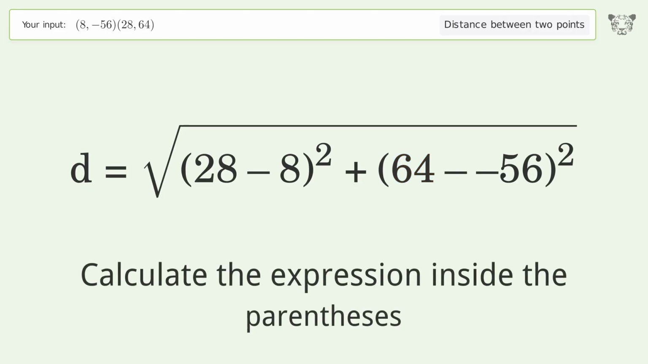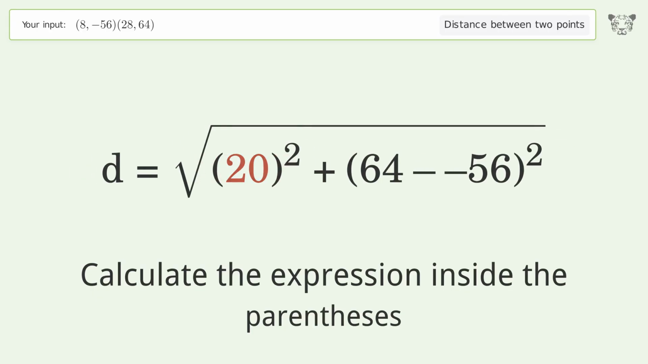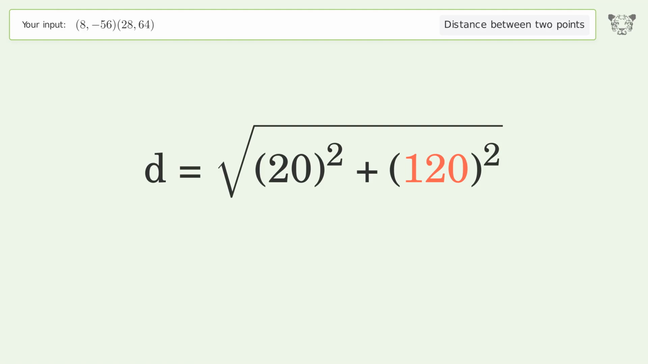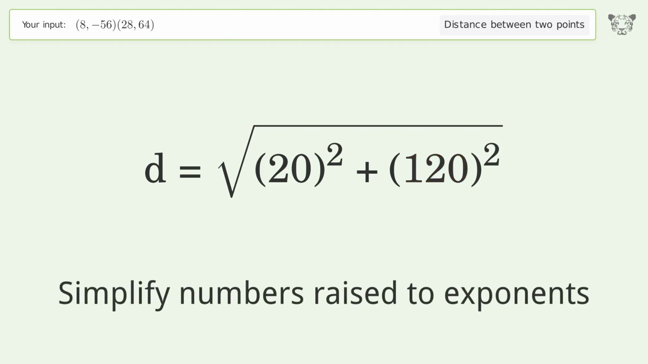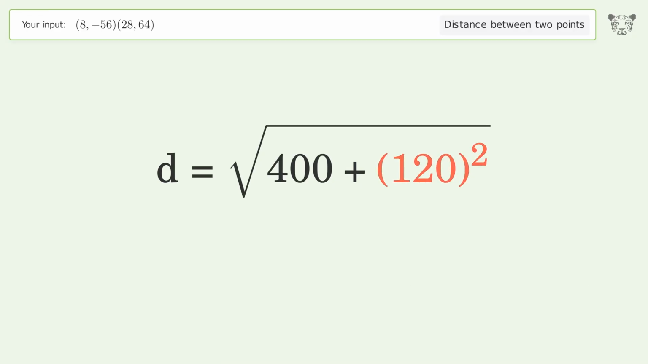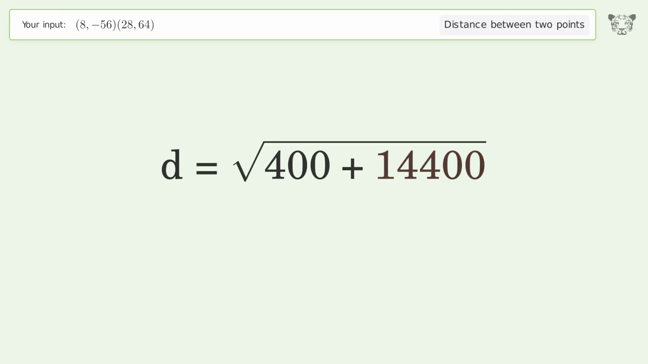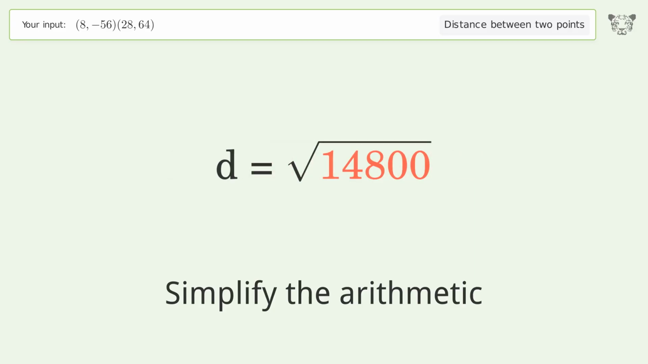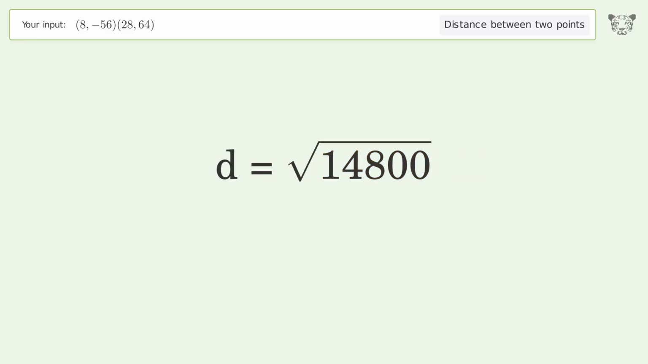Calculate the expression inside the parentheses. Simplify numbers raised to exponents. Simplify the arithmetic. And so the distance between the 2 points is the square root of 14,800 or 121.655.